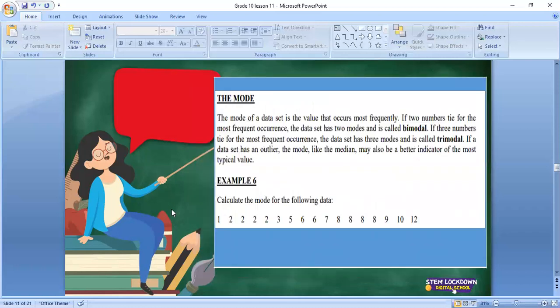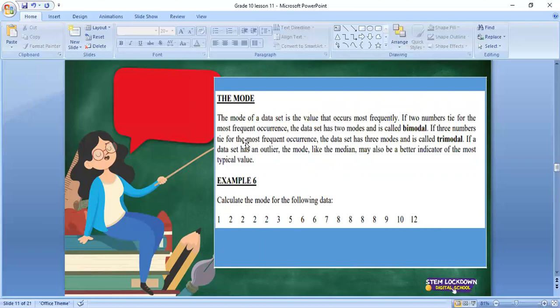Now the last one, we go to the mode. What about the mode? The mode is the value in the data set that occurs most frequently, the one with the highest frequency. If two numbers tie for the most frequent occurrence, then the data set has two modes and is called bimodal.